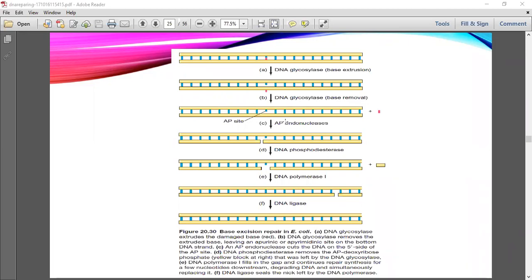When the pyrimidine or purine is removed, only the 5 prime phosphate side is there. Then it cleaves the sites and removes that base clearly. Then in the DNA polymerase 1 enzymatic reaction, here you can see that an extra nucleotide is added. So why is this nucleotide added?